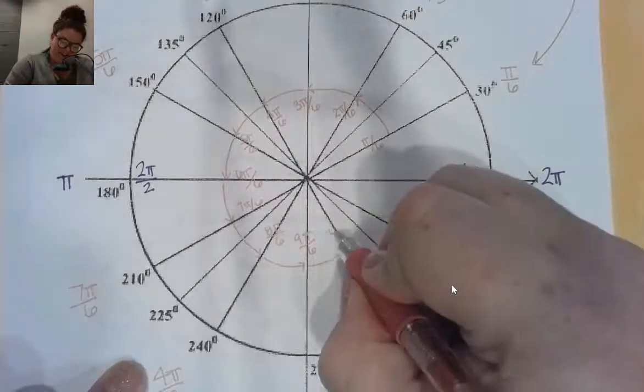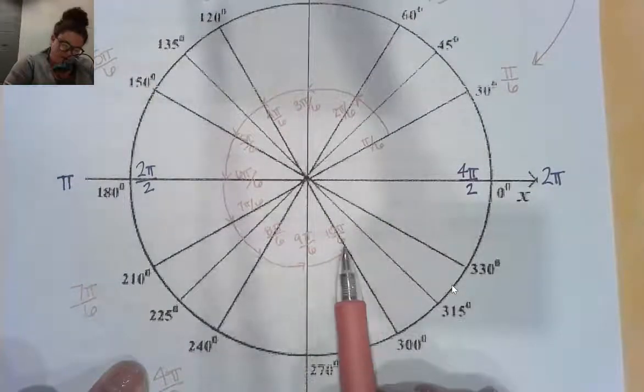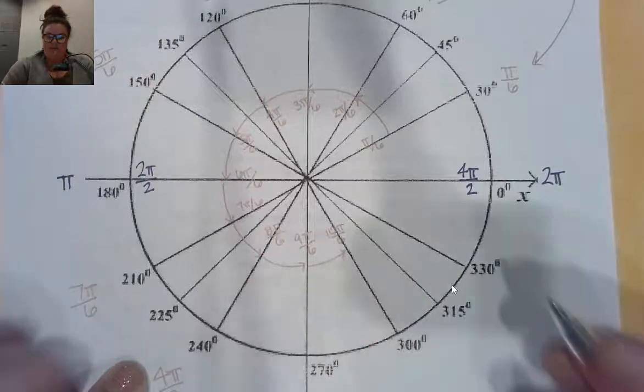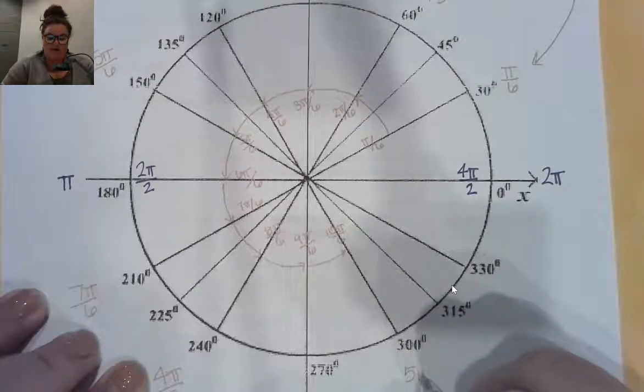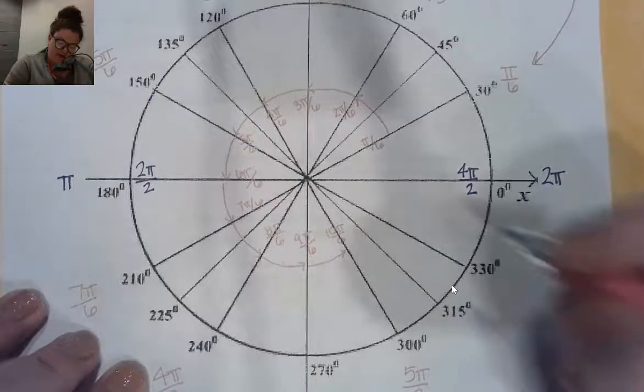Okay, so I keep going, we're almost there. I go another 30 degrees, and I add another pi over 6, so this brings me to 10 pi over 6. 10 pi over 6 reduces. I can reduce on top and bottom, that 10 and the 6, by 2, which gives me 5 pi over 3.